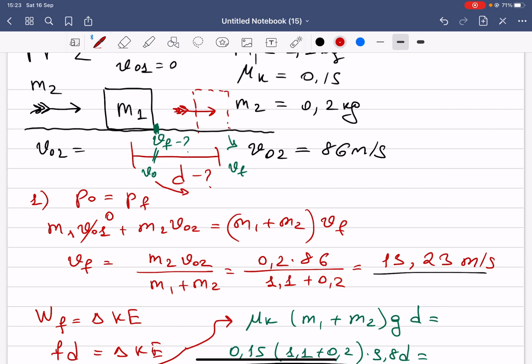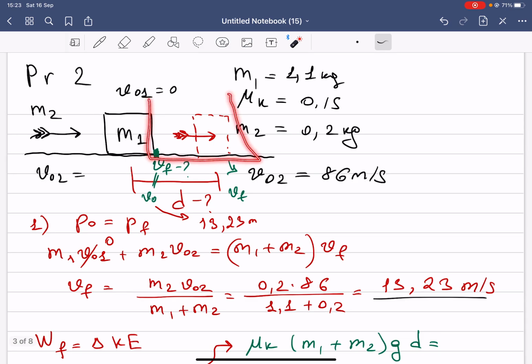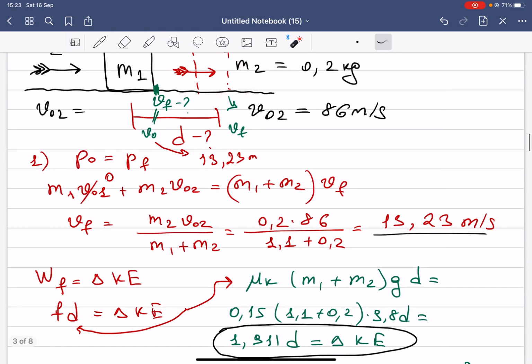When it just starts sliding, the velocity is 13.23 meters per second, okay. Now it is just starting to slide, which is the highest velocity, and then as it moves further, the velocity becomes less and less. Finally it will stop, okay. Now, to consider the second part, we know that the work done by friction will be equal to the change in kinetic energy. Basically all the kinetic energy will be converted to work done by friction.